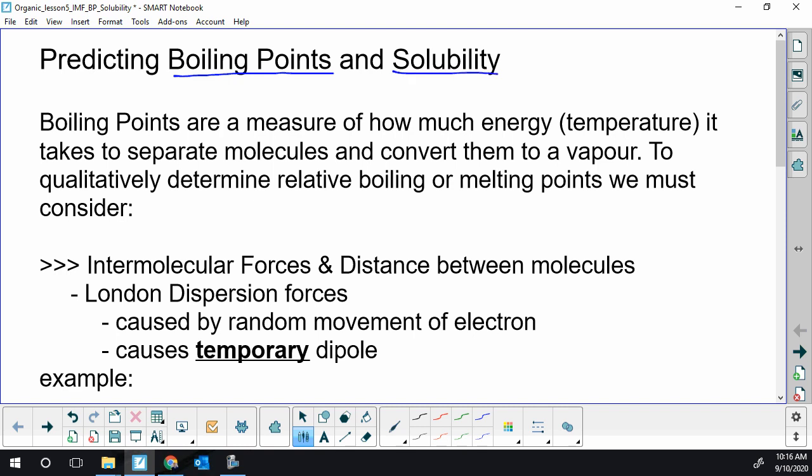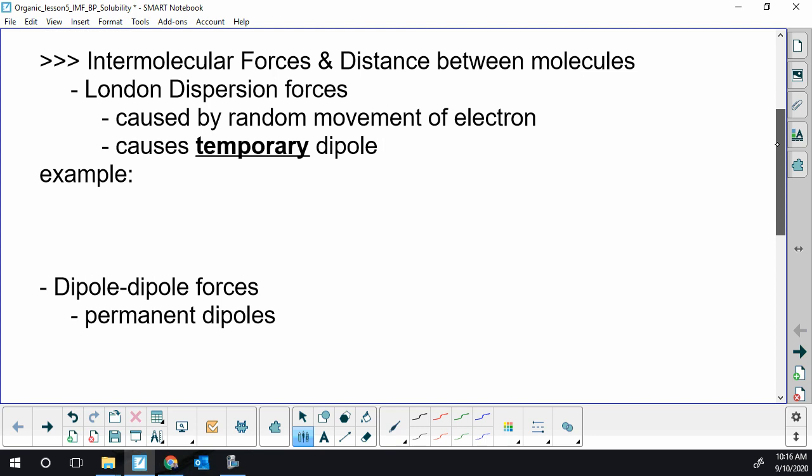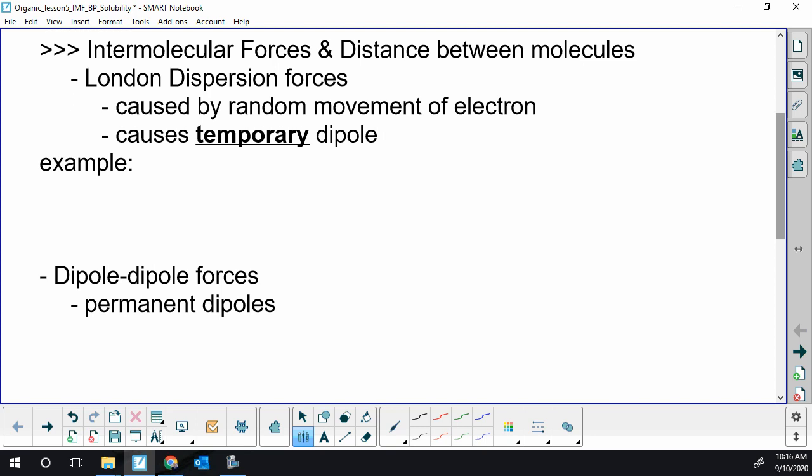So just a quick recap, boiling point is really a measure of how much energy, we're going to relate that to temperature, it takes to separate molecules. So if something has more intermolecular forces, it's going to have a higher boiling point because it's going to take more energy to overcome those forces and separate them. That's the fundamental principle we used in Chem 20 and we'll use here. So I want to go through these forces fairly quickly because you have to identify what forces are in that molecule and then compare them just like you did last year.